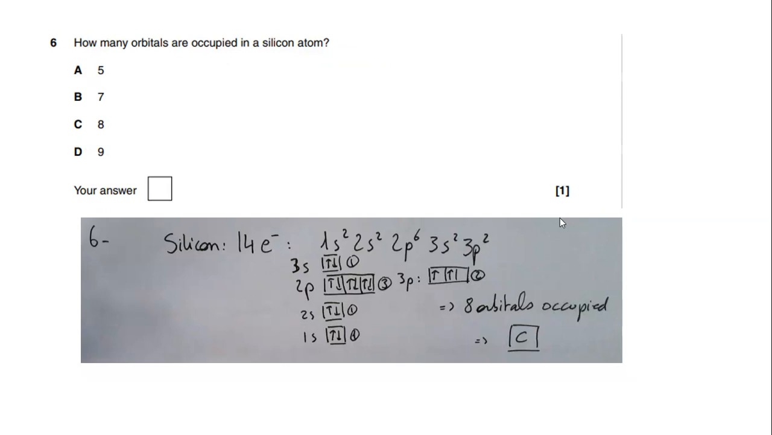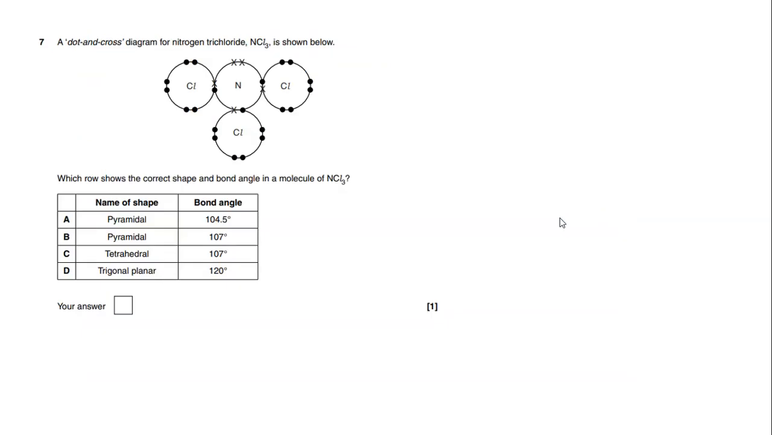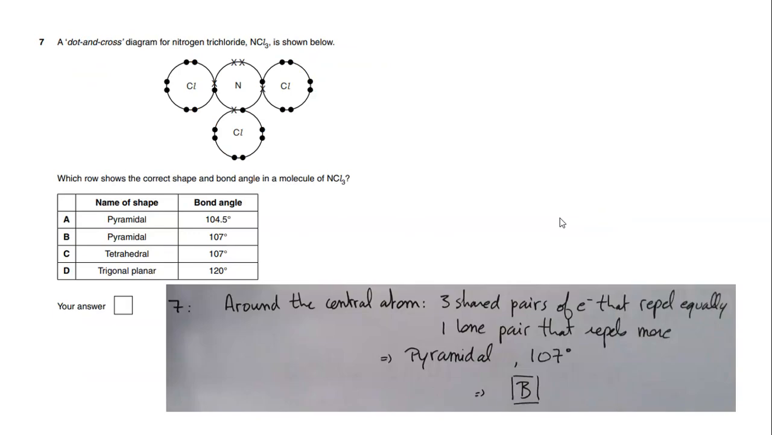Answer C. A dot and cross diagram for nitrogen trichloride is shown below. Correct shape and bond angle. So if you look at the central atom, it is surrounded by 3 shared pairs of electrons that repel equally, and 1 lone pair of electrons that repels more. Therefore, the shape is pyramidal and the bond angle is 107 degrees. So the answer is B.